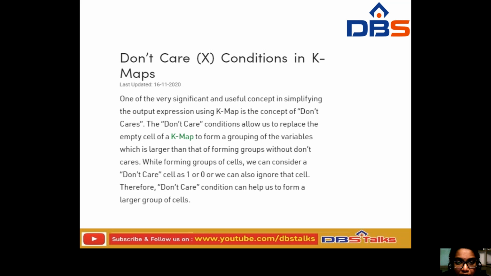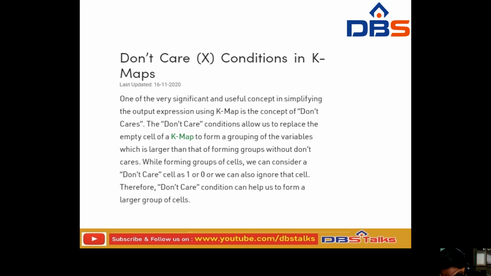The basic thing is that the don't care condition simply allows us to replace. If we have a 4-variable K-map, we have 4 by 4, that is 16 cells. If it has any empty cell, that is the don't care cell. The don't care condition allows us to replace the empty cell of a K-map to form the grouping of the variables.